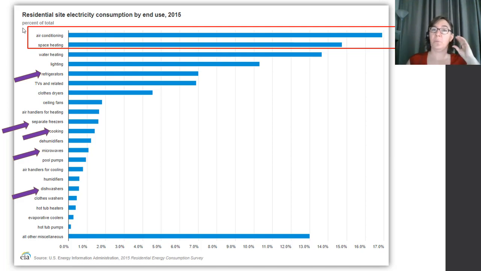But kitchens and baths were a very significant use, and they're broken out in this particular survey. So we have refrigerators specifically, freezers, cooking, microwaves, dishwashers. By the time you add all of those up, including some of the water heating use, I should have tagged that one, but I didn't. Kitchens and baths exceed any other room in the house.